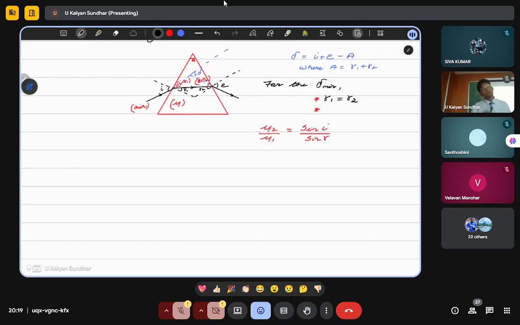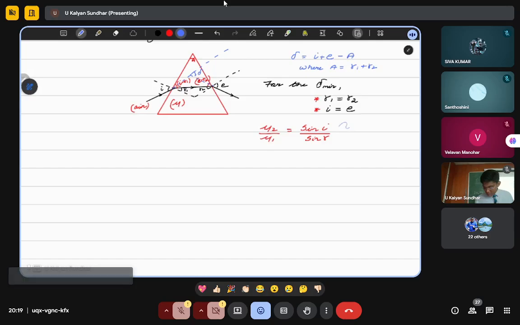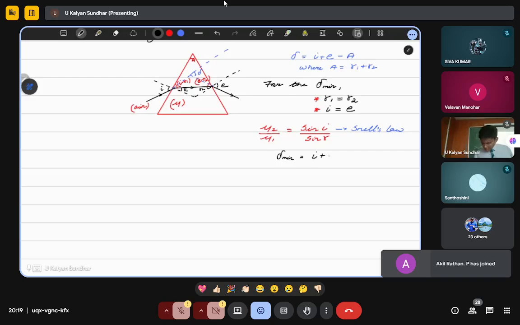And one more condition. What is that? For minimum deviation, the angle of incidence should be equal to the angle of emergence. Only if these two cases are equal will the light undergo a minimum deviation. Now here comes your del value. So this is by Snell's law. You keep this as it is. Now del minimum will be equal to I plus E minus (R1 plus R2).